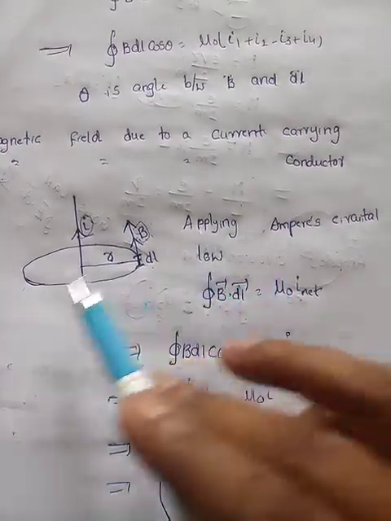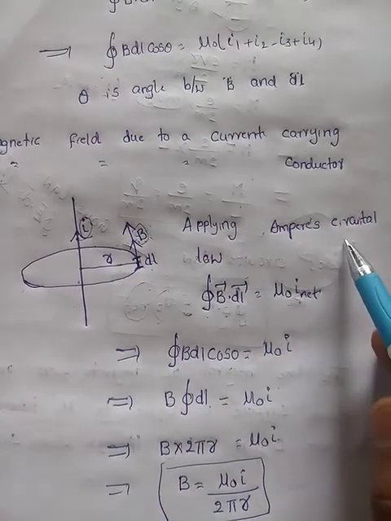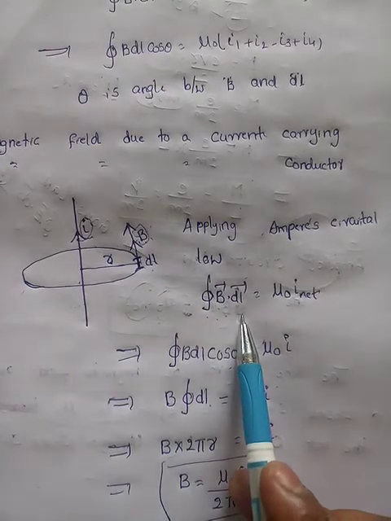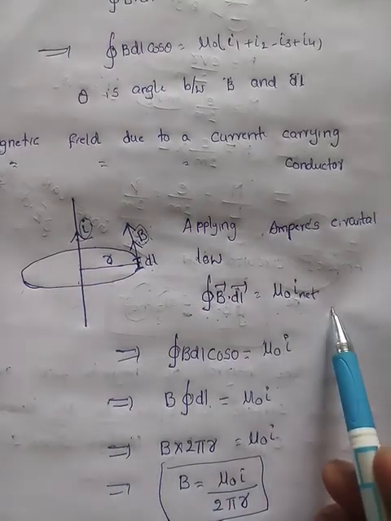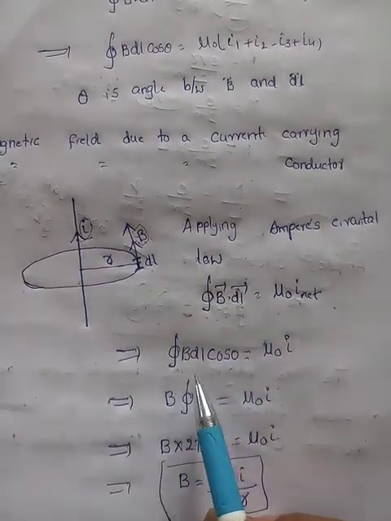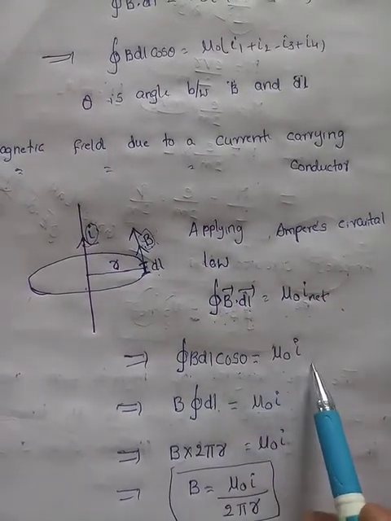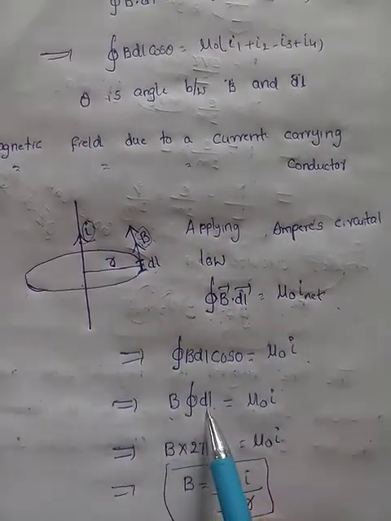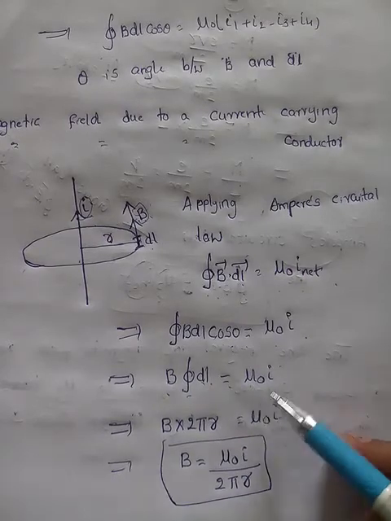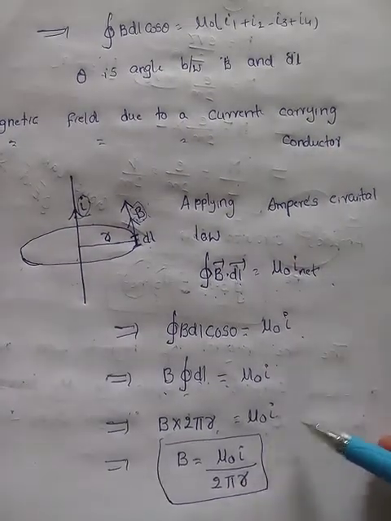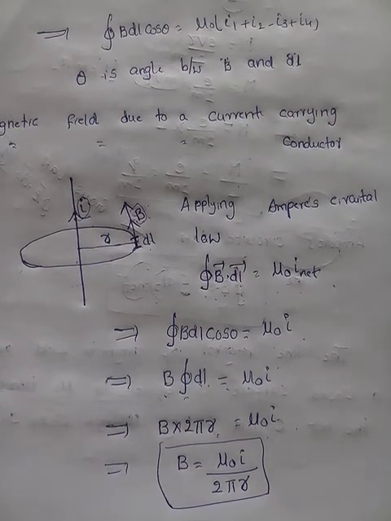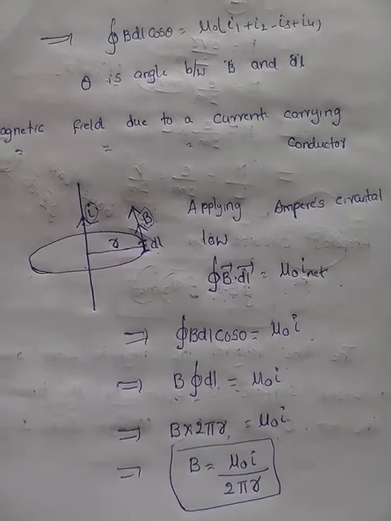Now, this is a closed loop, so we can apply Ampere's circuital law. What is Ampere's circuital law? The line integral of magnetic field over a closed loop is equal to mu naught times the net current flowing through the surface. Here B and dl are along the same direction. So, the line integral of B dl cos 0 equals mu naught I. Cos 0 is 1. So, B times the integral of dl equals mu naught I. The integral of dl is L, nothing but the length of this loop. What is the length of the loop? 2 pi r. So, B times 2 pi r equals mu naught I. B equals mu naught I by 2 pi r. This is the magnetic field due to a current carrying conductor.